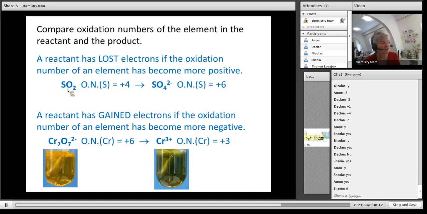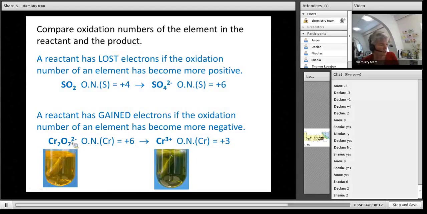Say I had SO2, I'm bubbling this clear, colorless gas of SO2 in here, and it becomes SO4. So my sulfur is changing in the SO2 to become SO4. How many electrons has the sulfur lost in the SO2? Or we really refer to the whole thing, SO2. 2. Okay, because it's changed from +4 to +6. So it's lost 2.